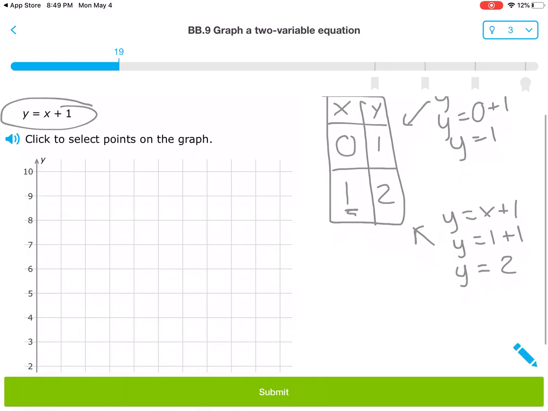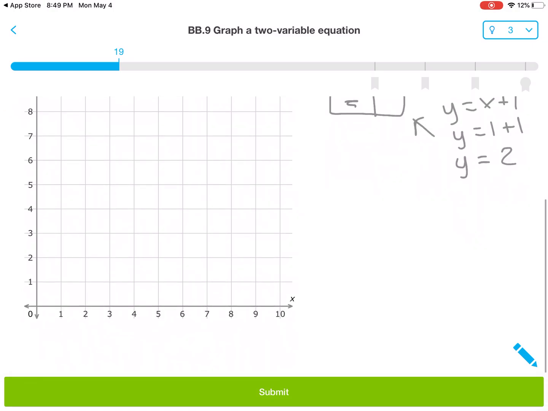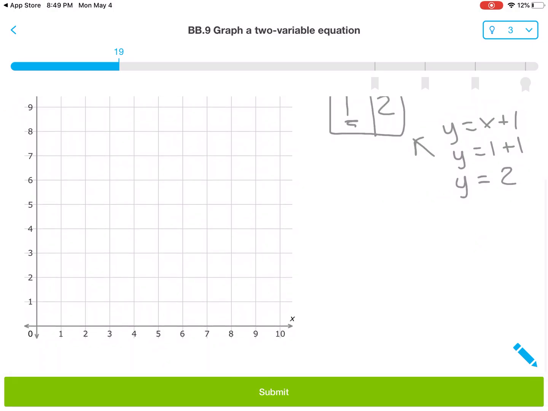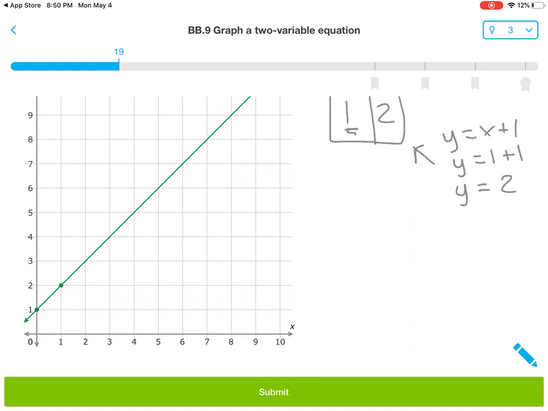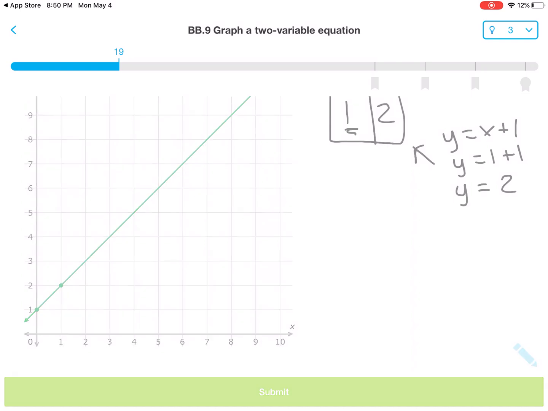So I'm going to go down to my graph. I'm going to plot my first point, which is 0, 1. So I don't move on the x-axis, I only go up on the y. And then my second point is 1, 2. So I go over to 1 on the x-axis, up to 2 on the y-axis. My line is inserted, and I hit submit.